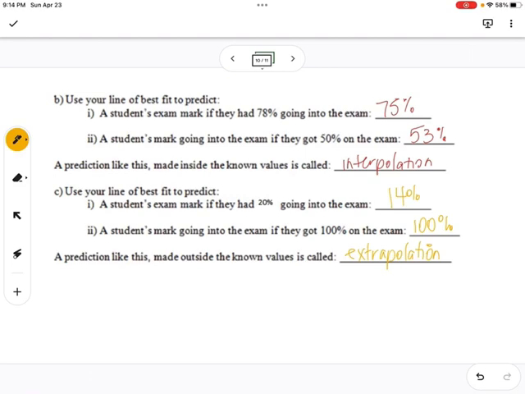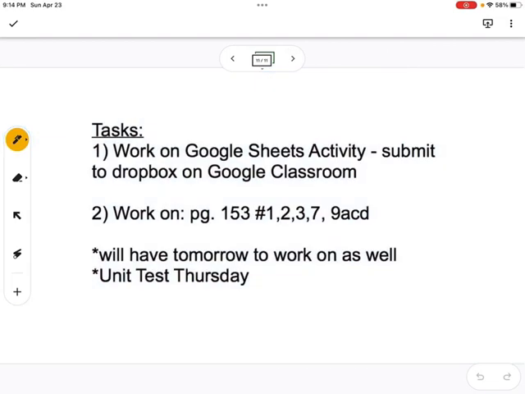Okay, so make sure you're being as accurate as possible when doing the practice questions. Use a ruler for your line of best fit. And also there is an activity using Google Sheets on Google Classroom. You're going to complete that first, and then you're going to move on to textbook questions. And you're going to have tomorrow to work on this as well. Okay. If you have any questions, please let me know.